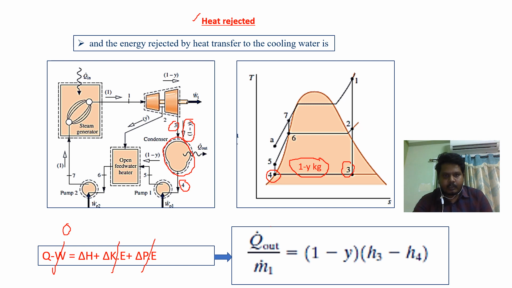So heat rejection from the condenser, Q out per unit mass, equals: here in the TS diagram the process is 3 to 4, so you can write it as H3 minus H4 into, here the mass is 1 minus y kg. So 1 minus y into H3 minus H4. So from this equation we can find the heat rejected by the condenser per unit mass, that is 1 minus y into H3 minus H4.